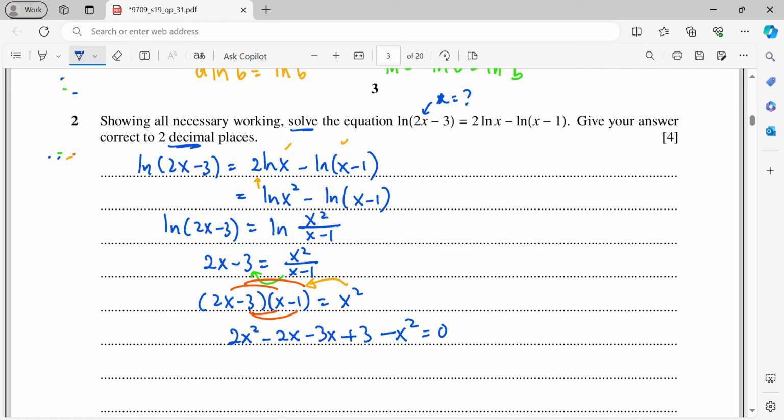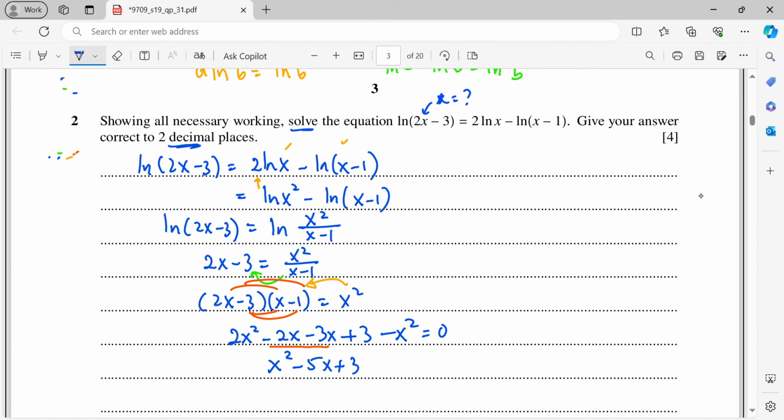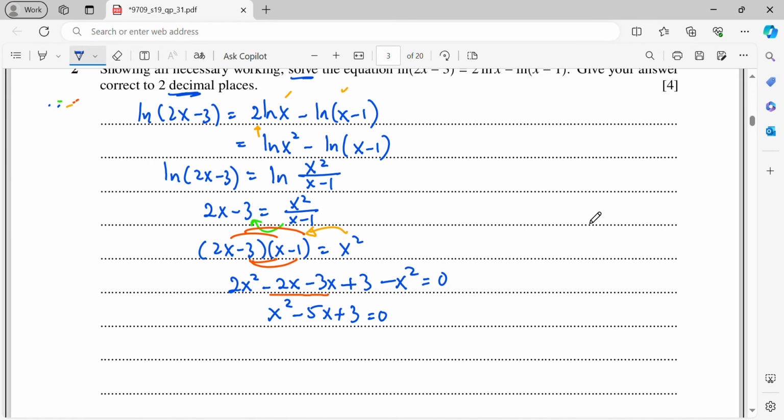So first and last term added together, that is x squared. And then the second and third term, when you add together, that is actually minus 5x, followed by plus 3 equals 0. This is a quadratic equation. Since the question asks for 2 decimal places for the answer, I will refer to the quadratic formula, which is ax squared plus bx plus c equals 0. Then your x is going to be minus b plus minus square root of b squared minus 4ac over 2a.